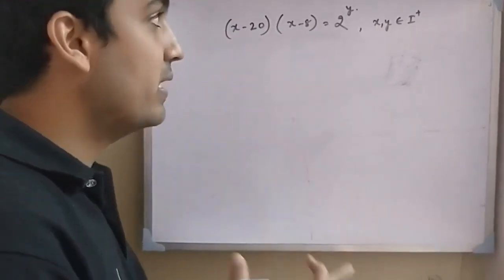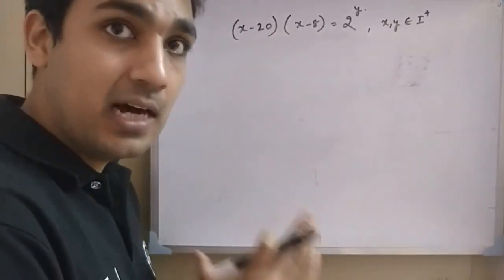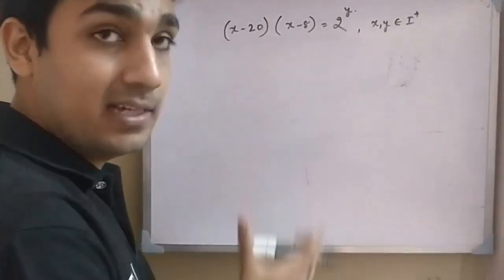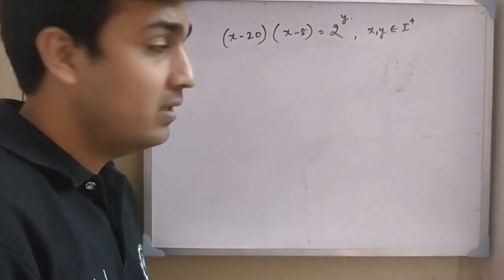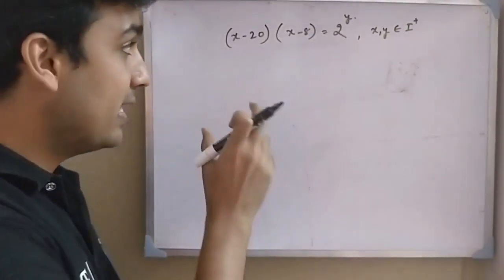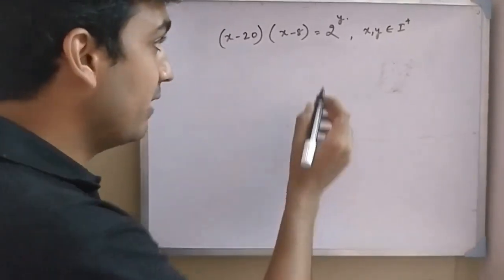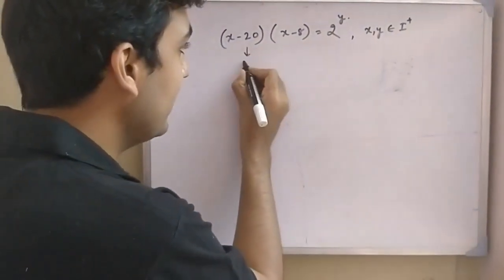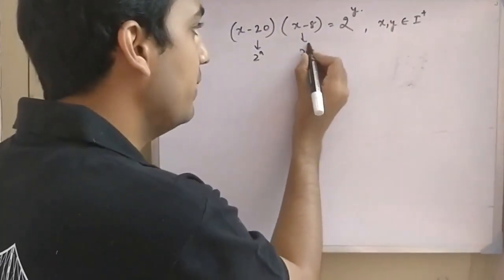Now for LHS to be a power of 2, we know both x minus 20 and x minus 8 are integers because x is an integer. Hence we essentially need two powers of 2 such that the difference between them will be 12. Why 12? Because we can very clearly say that this will be of the form 2 to the power a and this will be of the form 2 to the power b.